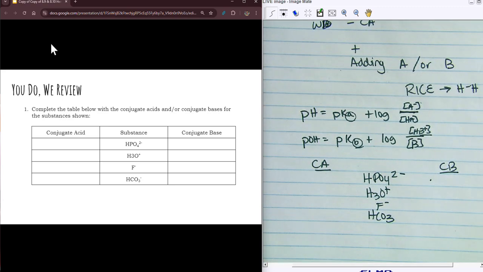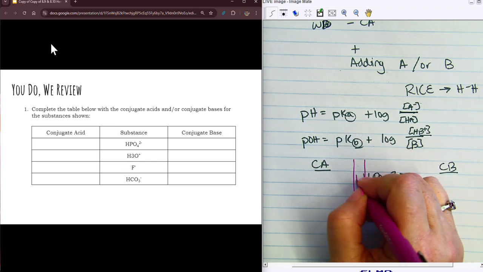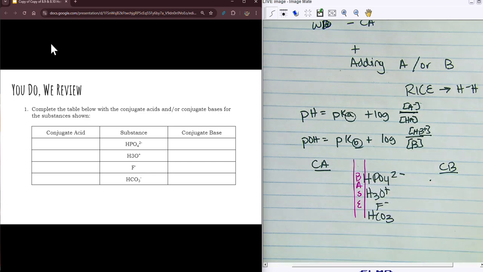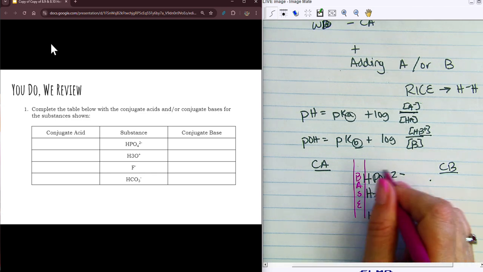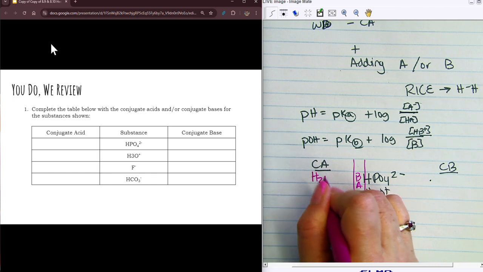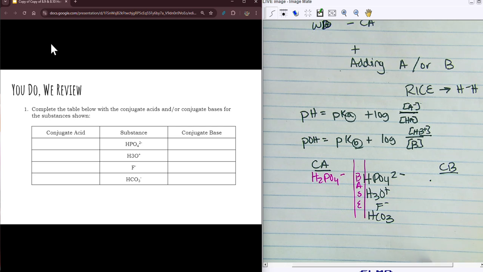Let's just do the conjugate acid side first. If we need to know who the conjugate acid is, that means it's acting as a base. What do bases do? Bases accept protons. If I can accept a proton as a base, is this one going to accept a proton? It definitely can. It can become H2PO4 minus 1. Make sure you adjust the charge. If you get that wrong, you lose a point.